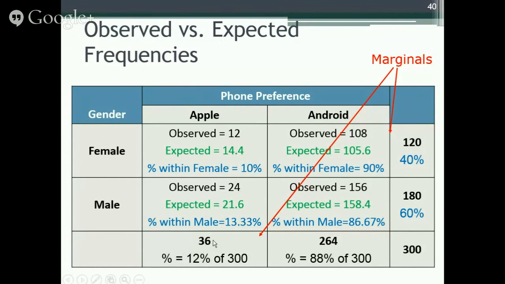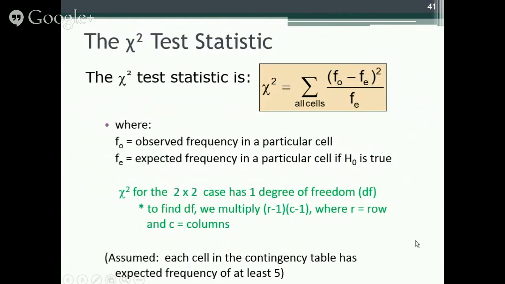So 36 frequency count out of 300 is equal to 12%. 264 out of 300 is 88%, right? These all add up: 12 plus 88 is 100%, right? All of this starts to add up to 100% in the marginals, okay? 40% and 60% is equal to 100%, right? This kind of makes a little bit of sense.